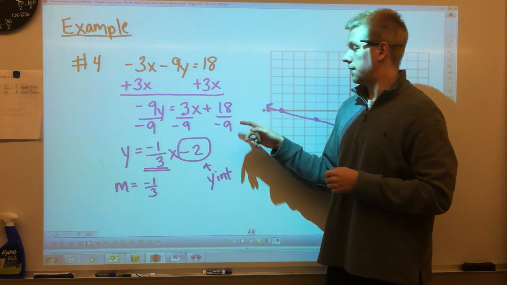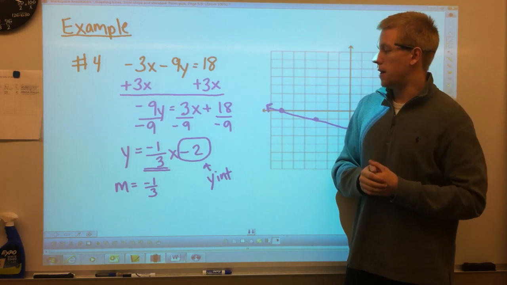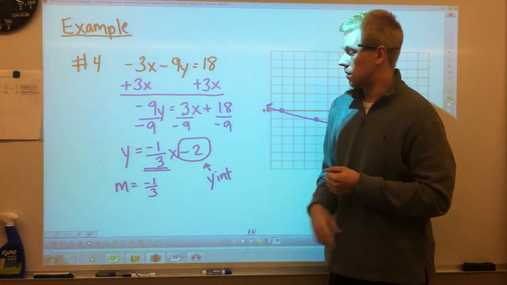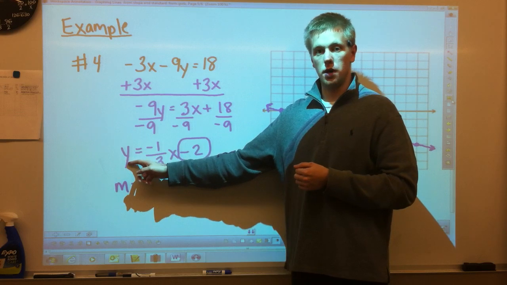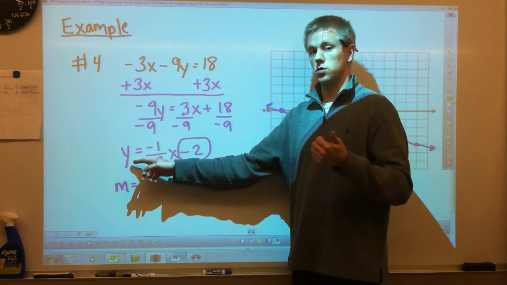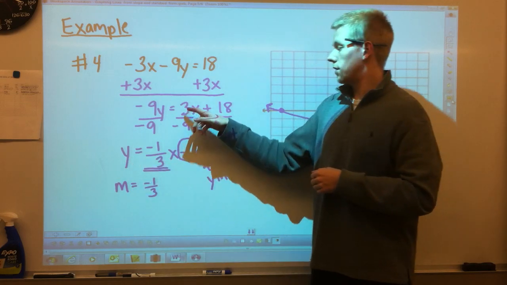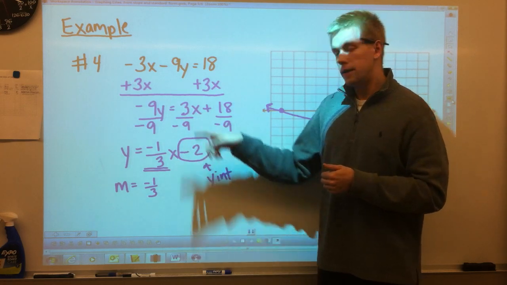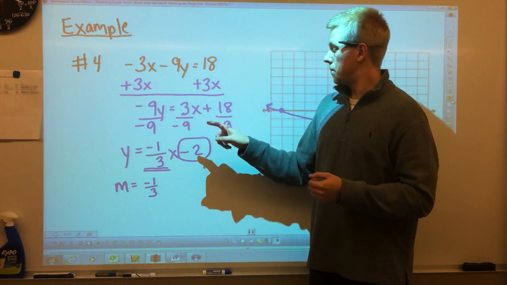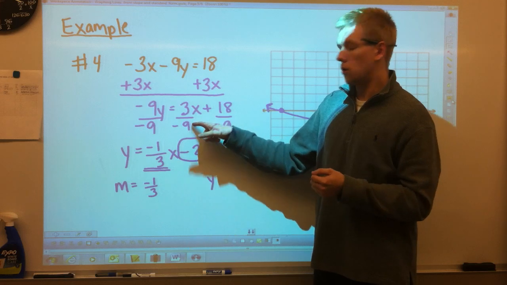Then my next step is to divide by negative 9. When I divide by negative 9, my 9's cancel out here, so I'm left with that y, which is what I wanted. I want slope-intercept form, where y is by itself. Then I divide 3 and negative 9. That doesn't divide evenly, but it can reduce. 3 can go into both 3 and 9.